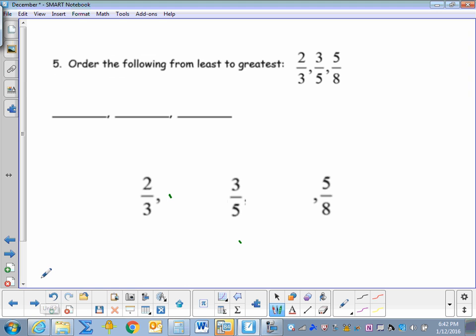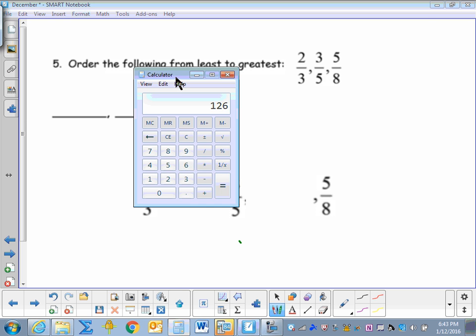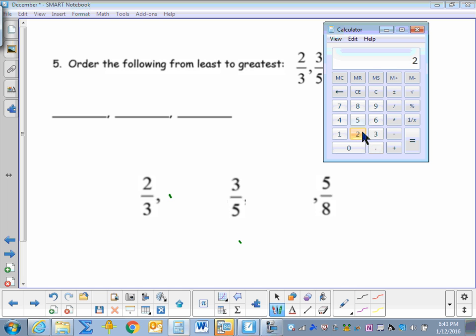Number 5, order the following from least to greatest. So we have 3 fractions, 2/3, 3/5, and 5/8. So I'm going to calculate the decimal equivalent using the calculator, and I'm going to write it to 2 decimal places. So then it's like comparing change or money. So my first number is 2/3. So 2 divided by 3 is 0.66, so about 67 cents.